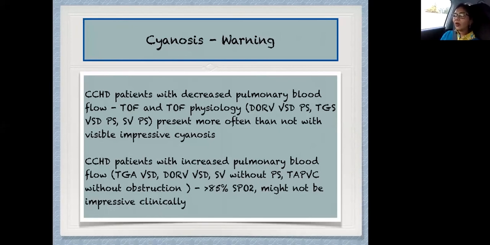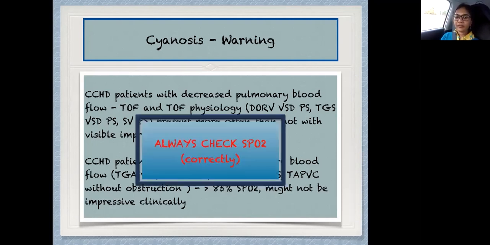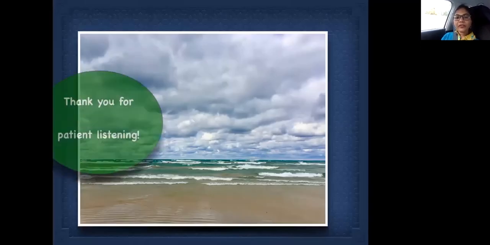So it is always important to keep in mind that increased pulmonary blood flow cyanotic CHD kids might not present with as impressive cyanosis as you would expect, unlike the decreased pulmonary blood flow kids. So always check SpO2, spend some time in getting a good tracing, and that will help you go a long way in overall managing the baby. And thank you for your patient listening.